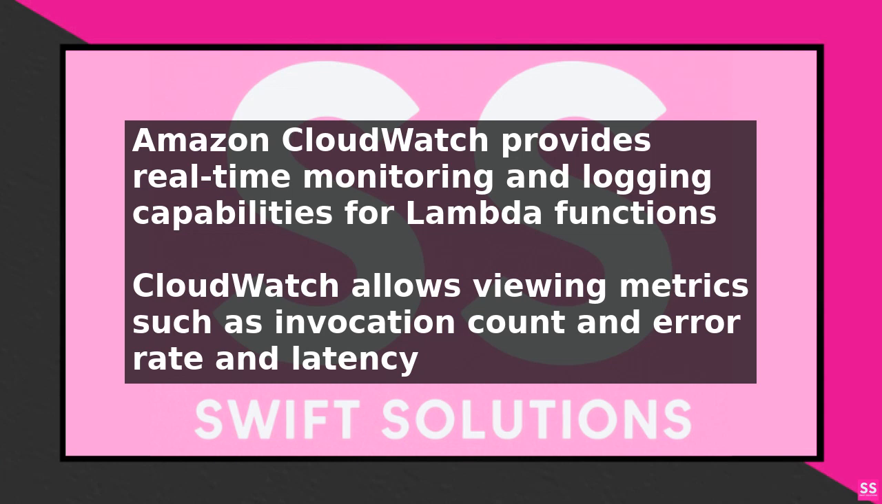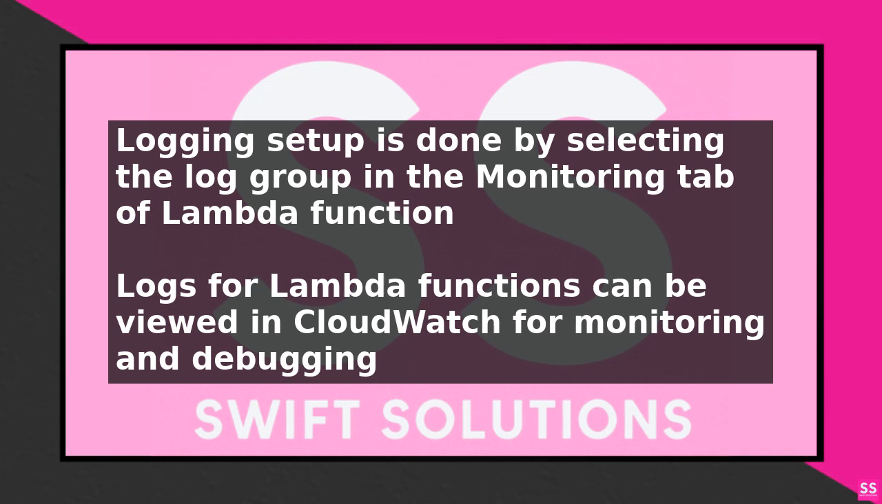Another important aspect of monitoring is setting up alarms. Alarms allow you to take action when a metric exceeds a certain threshold. For example, you can set up an alarm to notify you when the error rate for your Lambda function exceeds a certain percentage. To set up an alarm, click on the Alarms tab in CloudWatch and select the metric you want to alarm on.